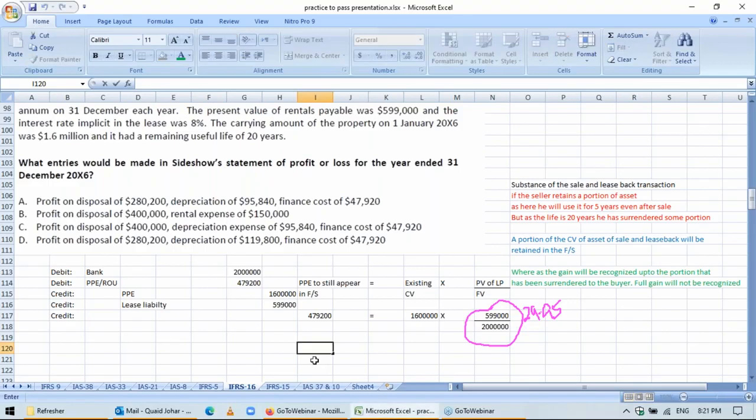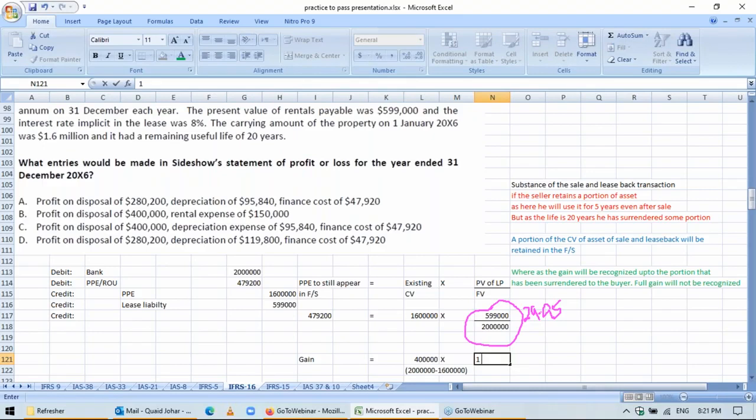It is like this. The total gain on the asset is 4 lakh. Am I right? 4 lakh? 4 lakh comes like this. 2 million was the sales price minus the carrying value, which was 16 lakh. This gives you 400,000 or 0.4 million, right? This is the gain. Now, out of this, what has been retained? Check what portion is retained.